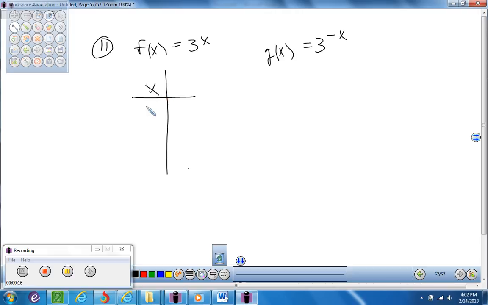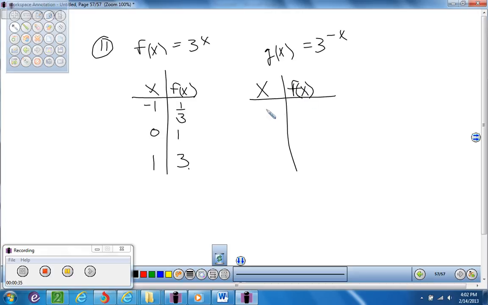Alright, so anyway we have x, I'm going to do negative 1, 0, and 1. So if I plug in negative 1, I get a third. If I plug in 0, I get 1. If I plug in 1, I get 3. Alright, let's see what happens for this.